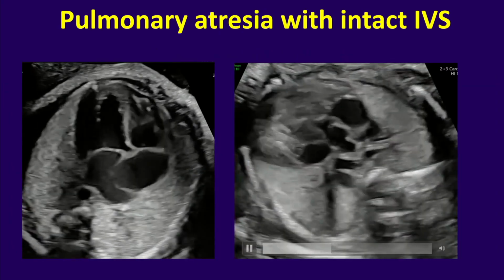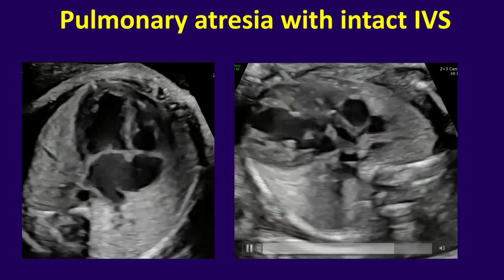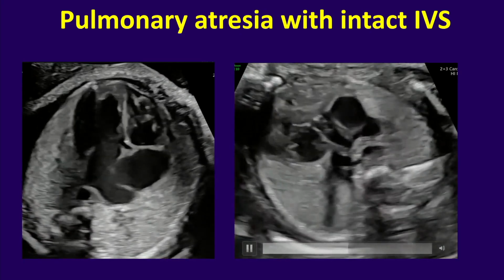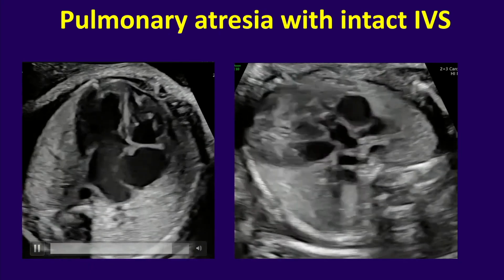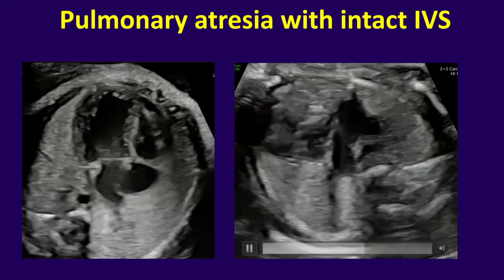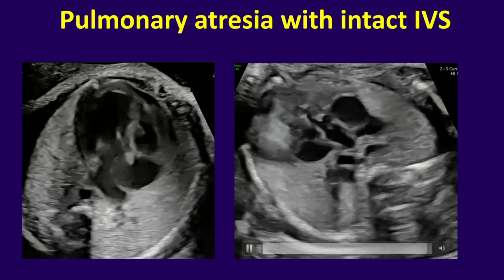So this is another example of the pulmonary atresia with intact septum. You can see that the valve is here. The pulmonary artery is not that much hypoplastic. The ventricle is also not that much hypoplastic, but there is no antegrade flow across the valve.